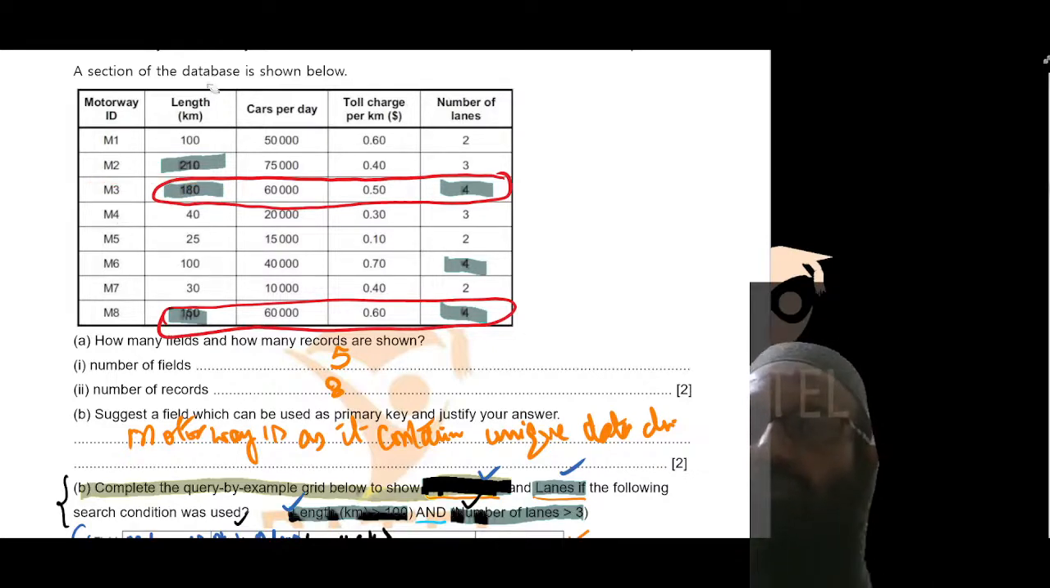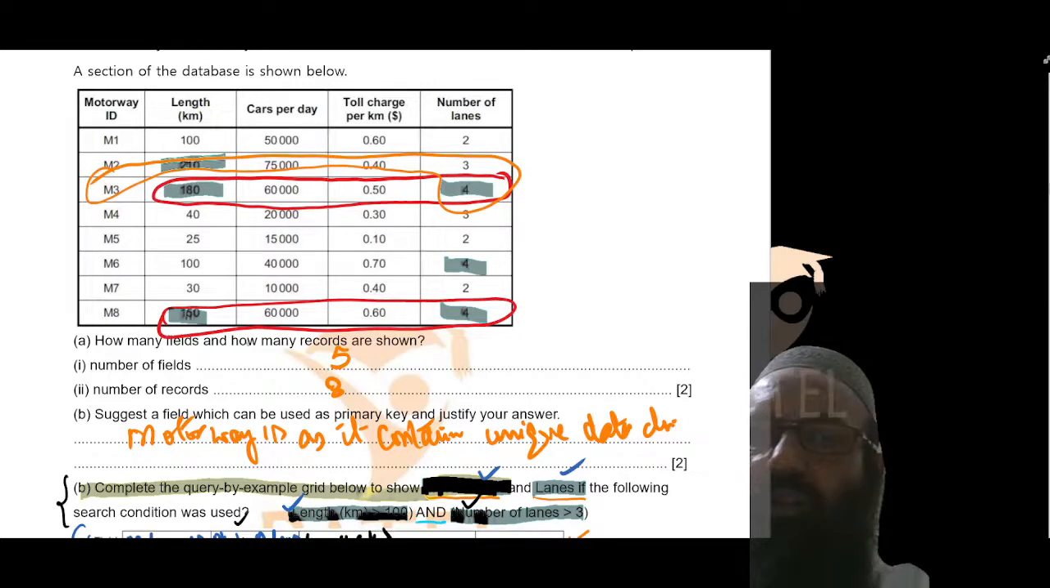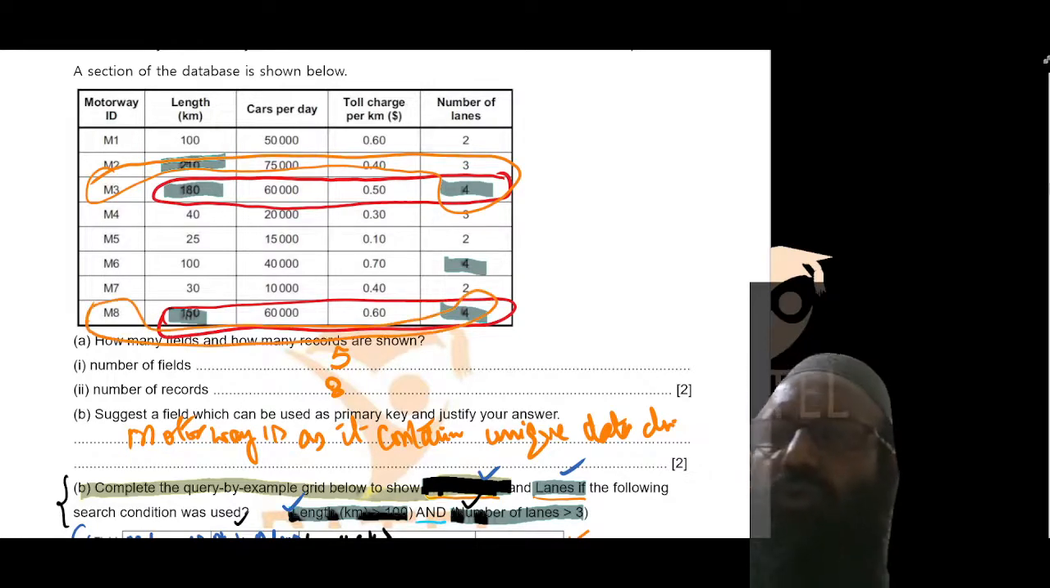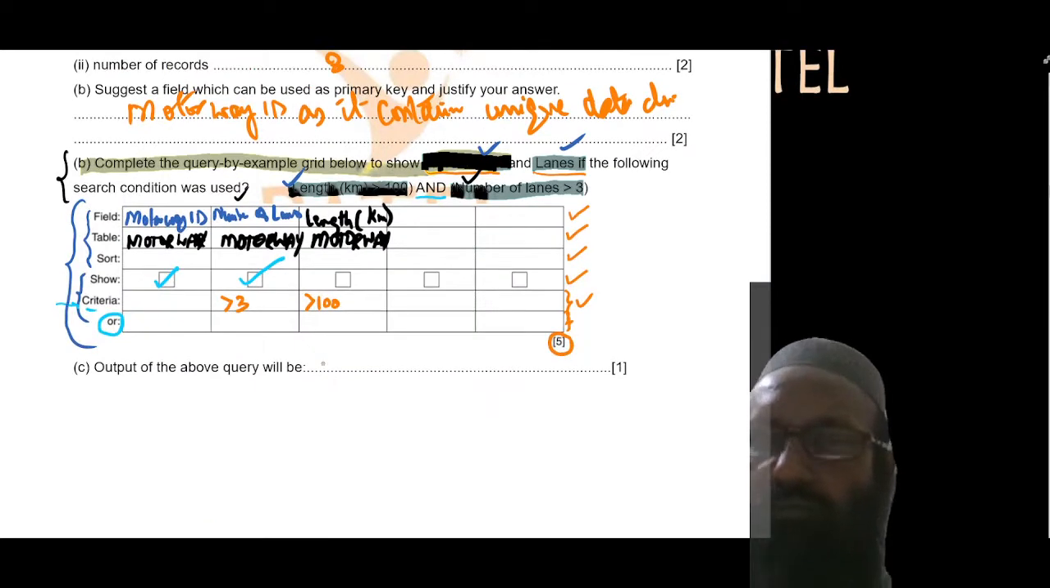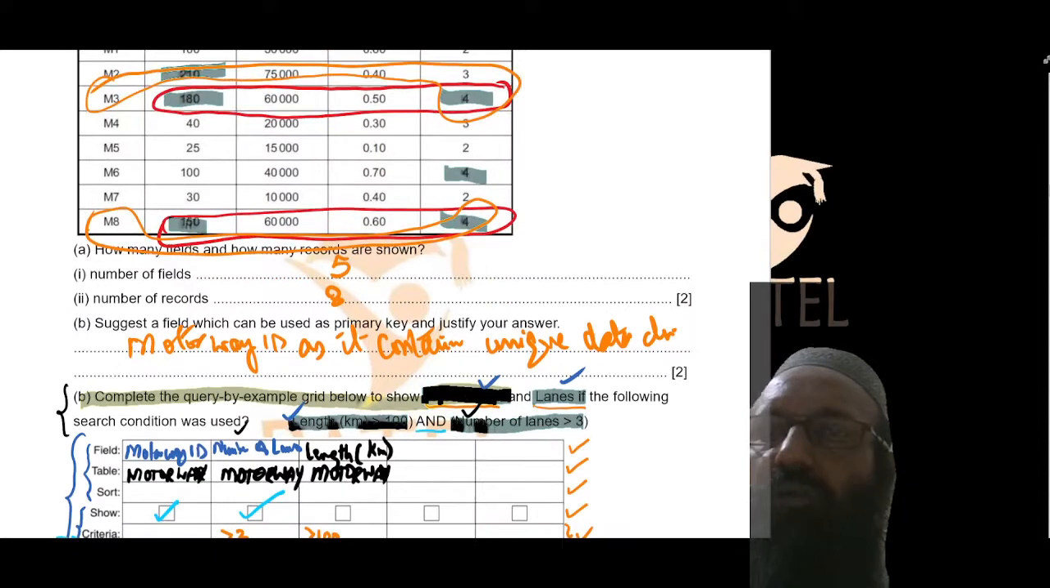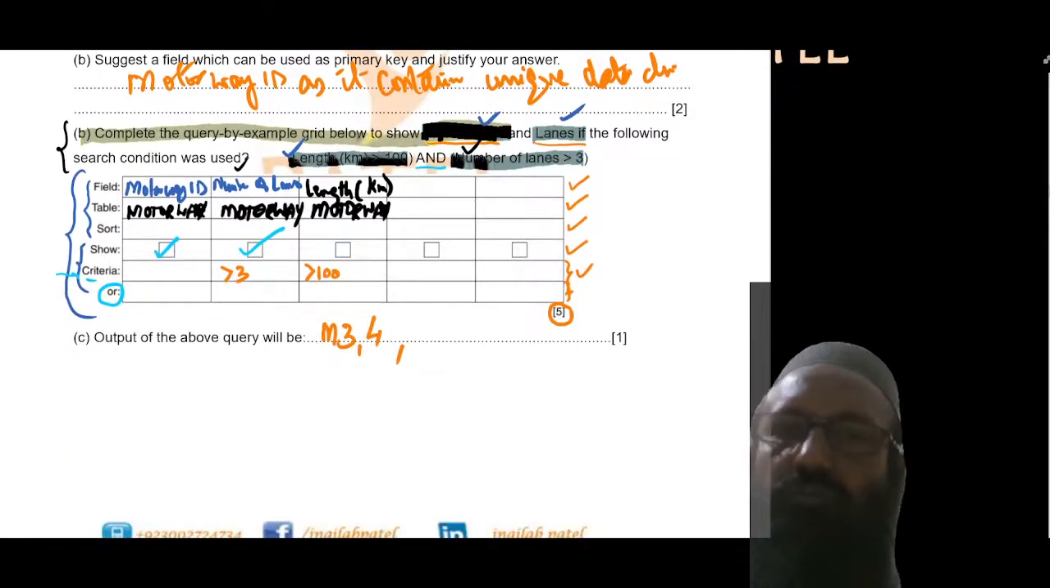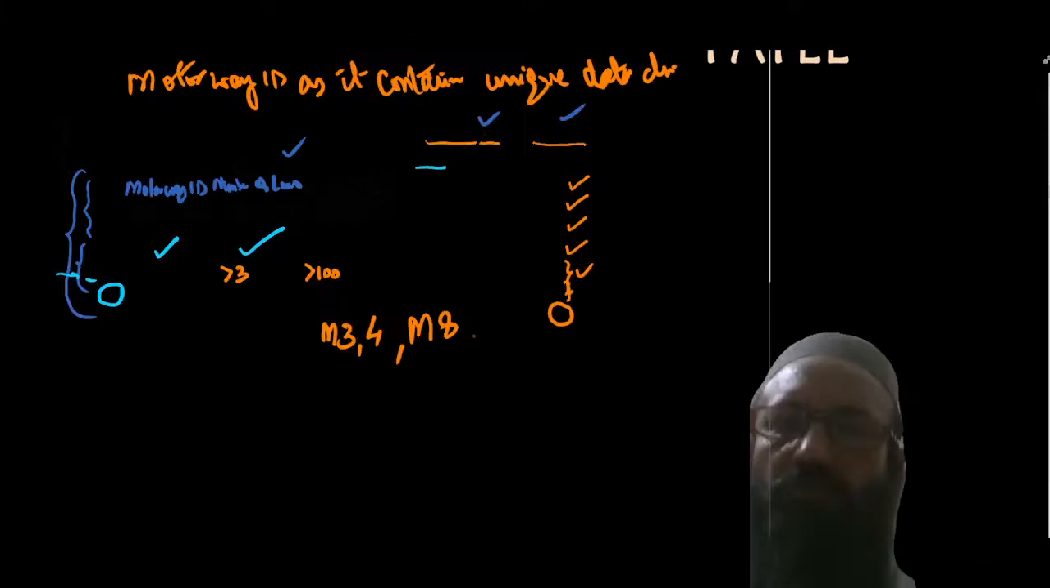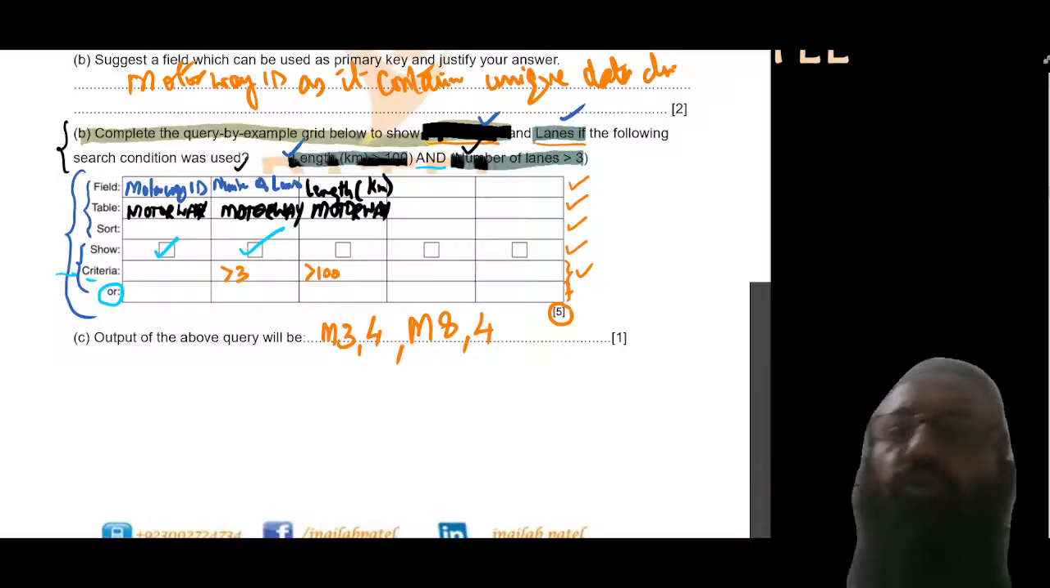your output will be this one, and this one. So M3, 4, and M8, 4. This is your output.